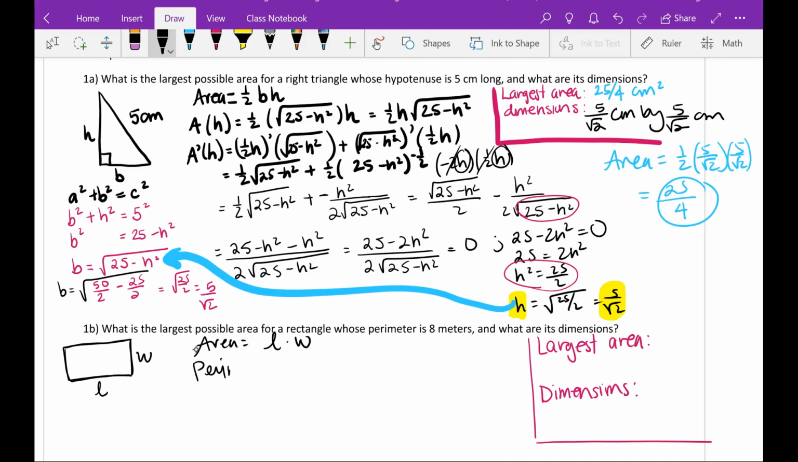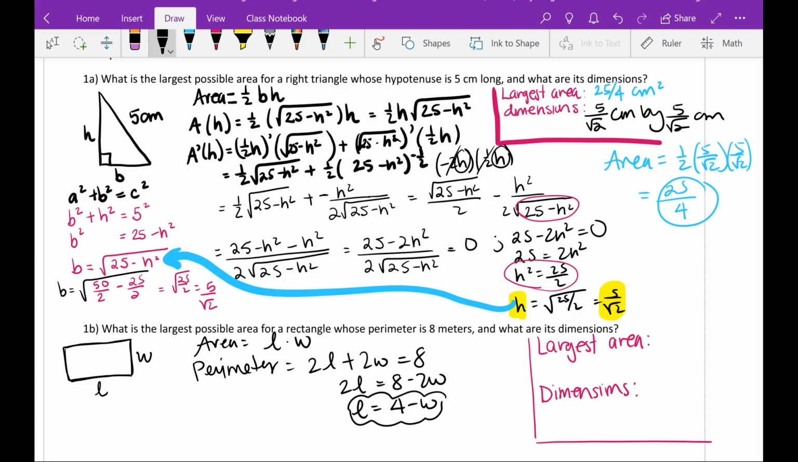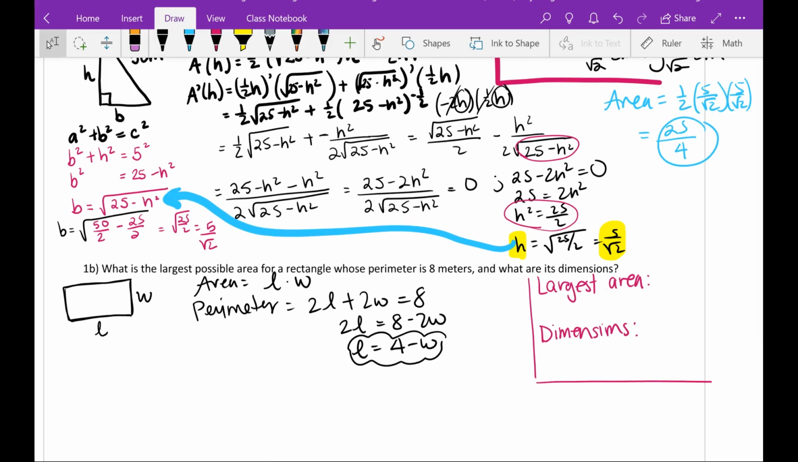Perimeter is going to be 2L plus 2W. In this problem, they gave us 8 meters as the whole perimeter. And similarly, I'm going to solve for one of these variables. So let's just solve for L. So 2L equals 8 minus 2W, dividing by 2, so there's going to be 4 minus W. This is what L is equivalent to in terms of W.